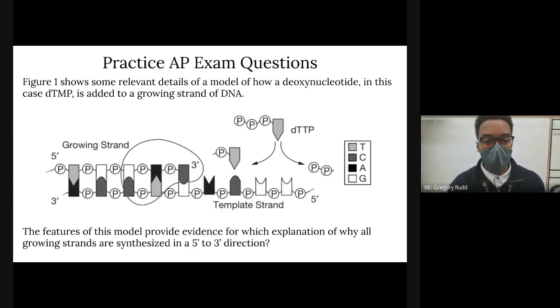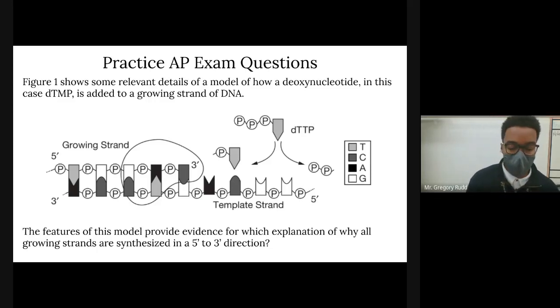Selena, we just want to point out that it is an anti-parallel structure. So the 5 prime end of one strand is next to the 3 prime end of another strand. Sorry, I just kind of zoned out there.